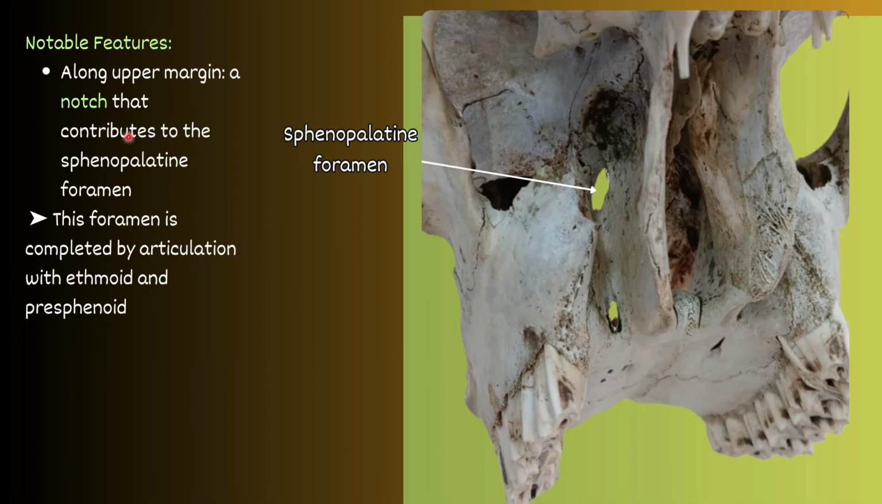Then what will you find? The notable features here: already we have discussed the spinopalatine foramen. Along the upper margin, you will find a notch. So this is the upper margin of the perpendicular part of the palatine bone. It forms a notch that contributes to the spinopalatine foramen. Actually, this foramen is completed by articulation with the ethmoid and the presphenoid. Together they form this spinopalatine foramen.